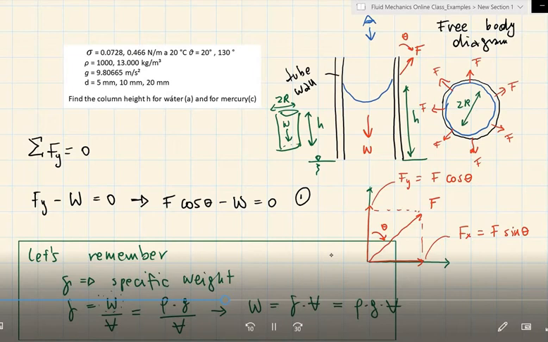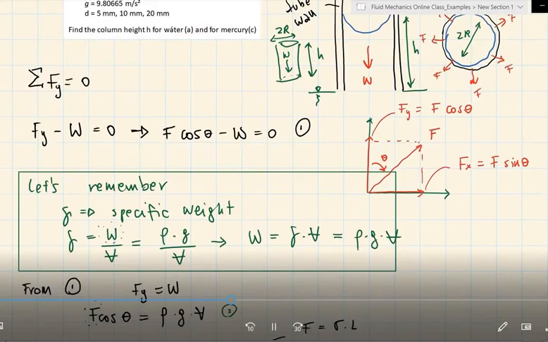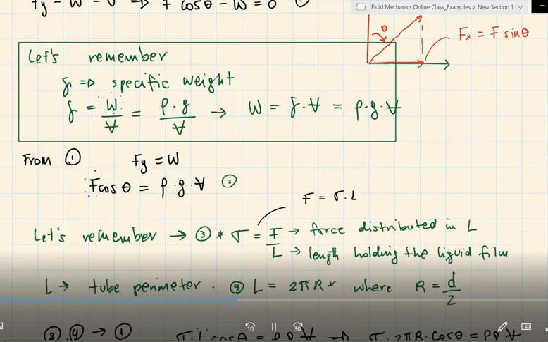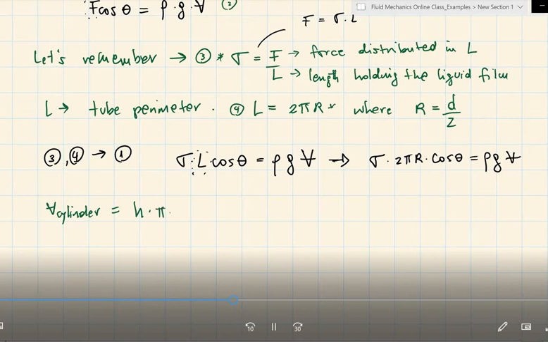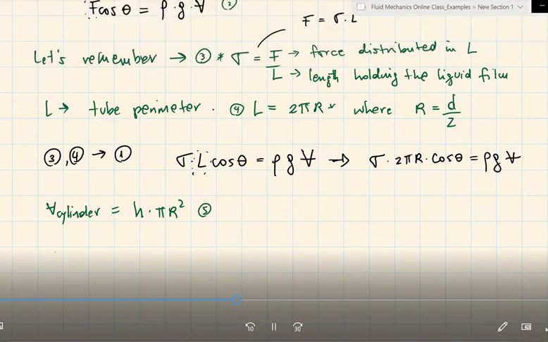So remember now, how can we compute the volume of a cylinder? The volume of a cylinder is equal to h times the surface of the cylinder, which is pi r square. And this is our fifth equation. We call the previous one equation 6, and we put 5 into equation 6.